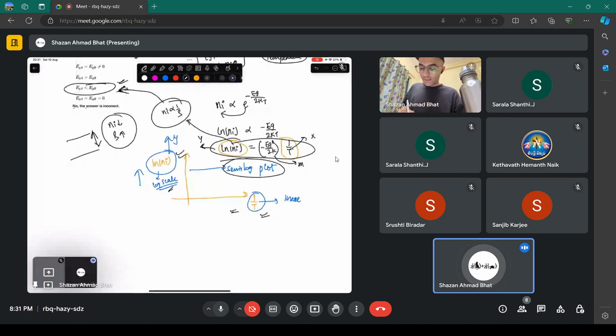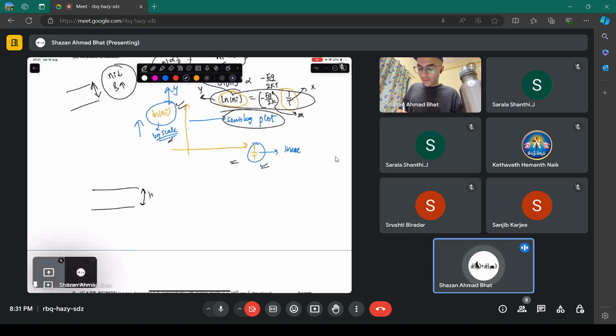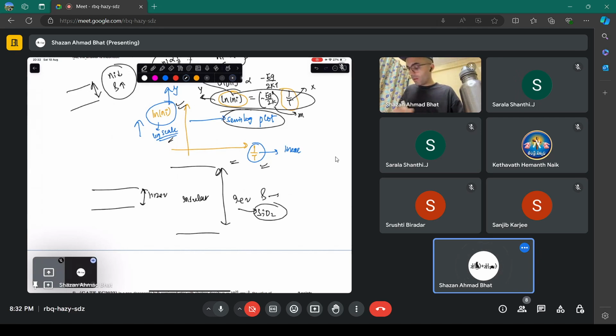Just like if you have silicon, 1.12 electron volt. If the band gap increases to 9 electron volt, it will become resistive. This will become an insulator. And this is the band gap of silicon dioxide. It will become an insulator. That means it will resist the flow of current. Simple.